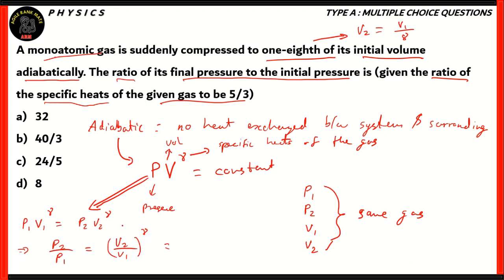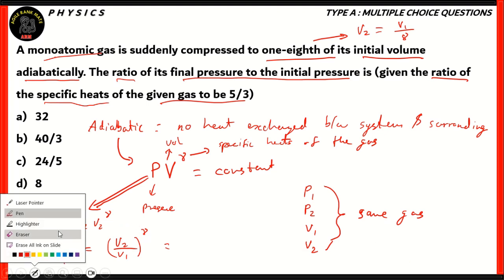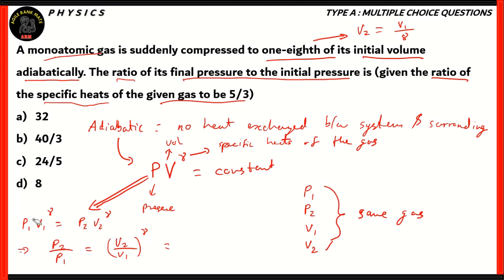Just a minute. Unfortunately, I've made an error here. If you can guess, when we're doing the cross multiplication, P2 over P1, the other side is V1 over V2. So let's rectify that. It's V1 over V2 raised to nu. Don't forget that, okay? So now we know that V2 is 1/8 of V1. We're going to substitute that. So basically V1 divided by 1/8 of V1, the whole raised to 5 over 3.